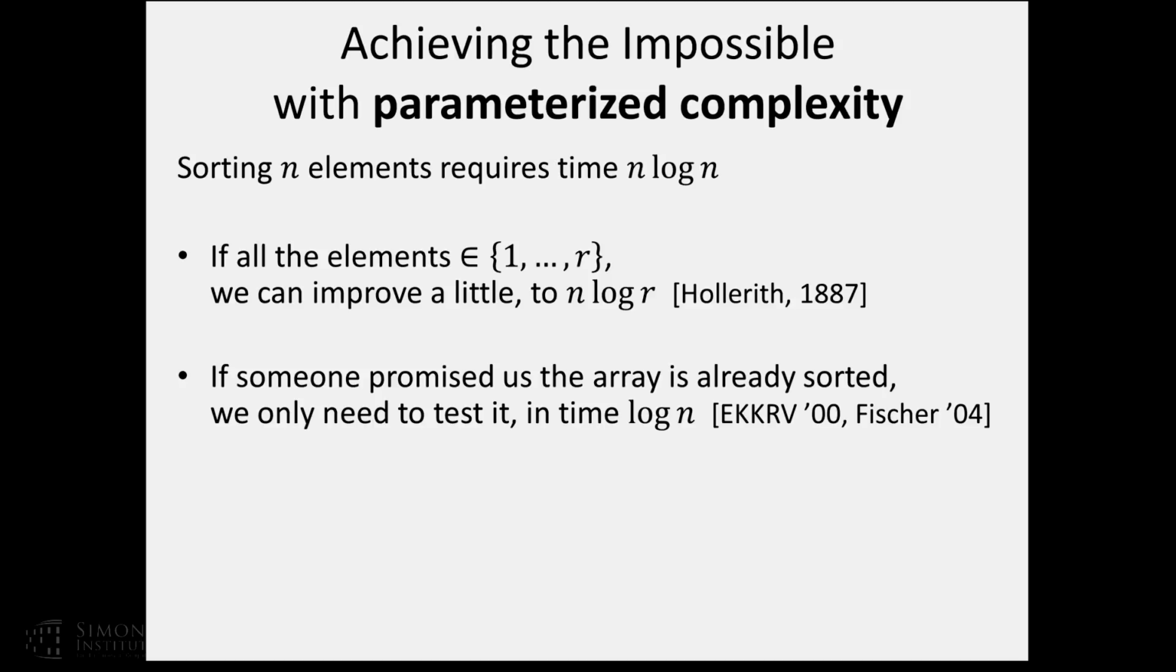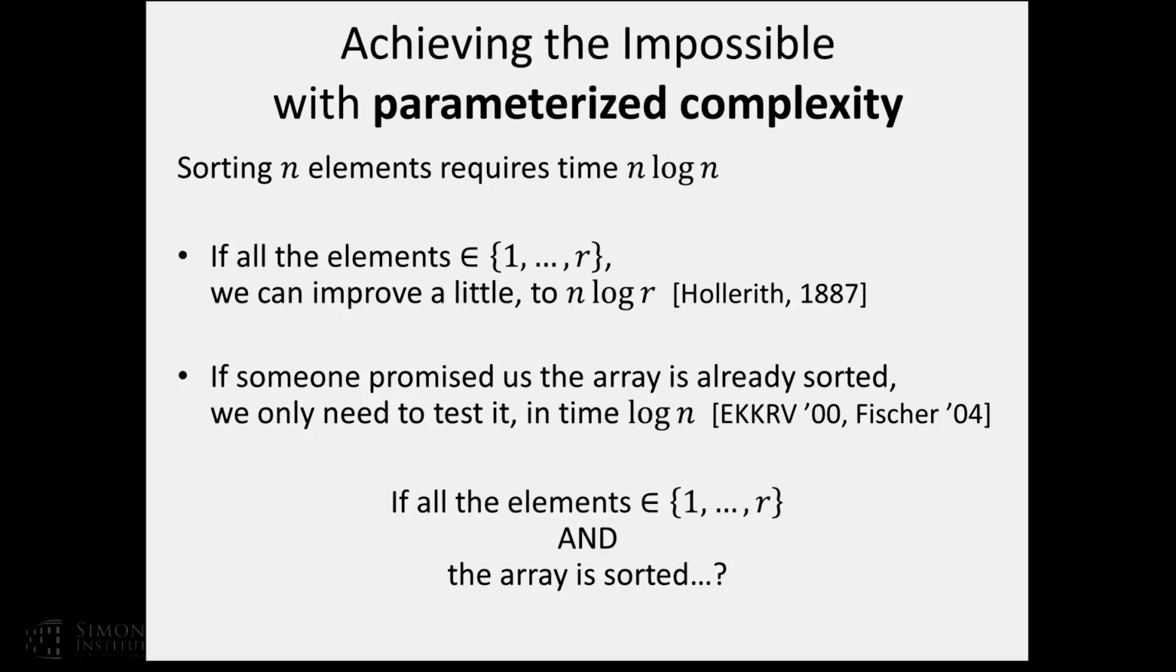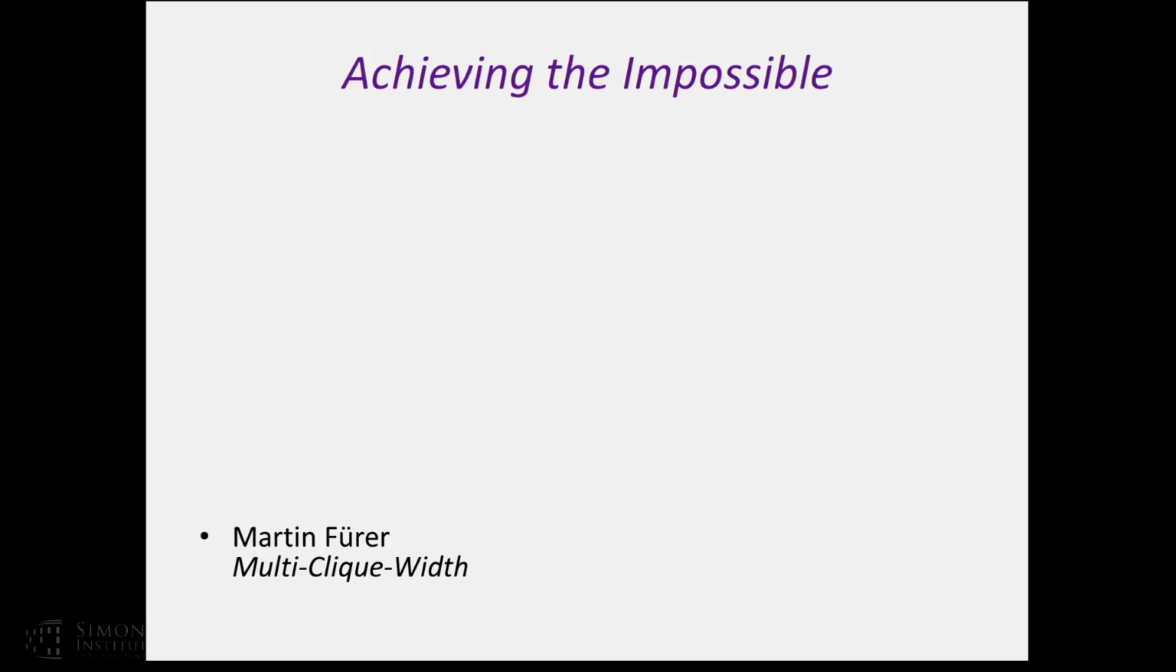If your friend gave you an array and promised the array is already sorted, well, in log n over epsilon time, you can test that the array is actually sorted or close to sorted. What happens if I promise you both that the elements are in some bounded range and then your friend claimed that the array is sorted? We'll find out soon.